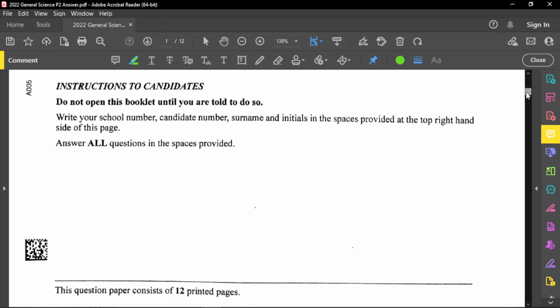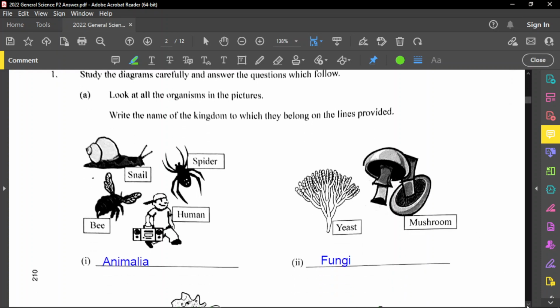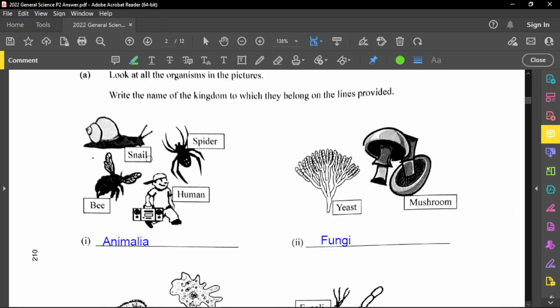Now let us jump into question number 1. Question number 1 reads, study the diagrams carefully and answer the questions which follow. Look at all the organisms in the pictures, write the name of the kingdom to which they belong on the lines provided. For the first one, we have bee, snail, spider, human, and they are all animals, so they belong to the kingdom Animalia.